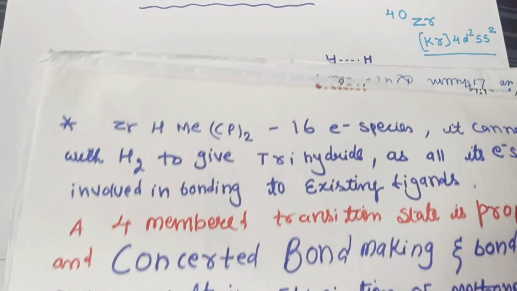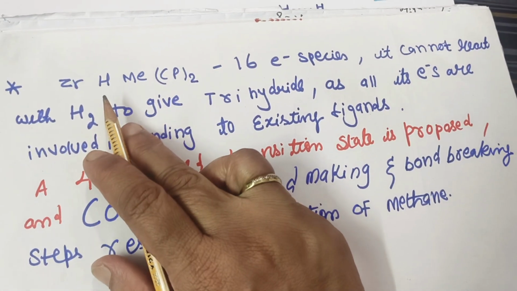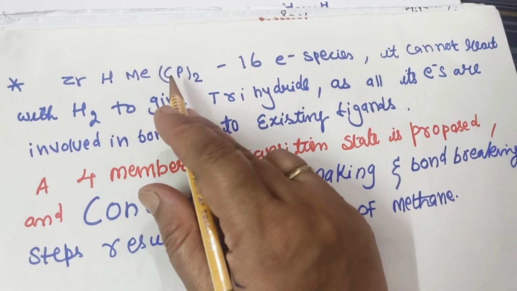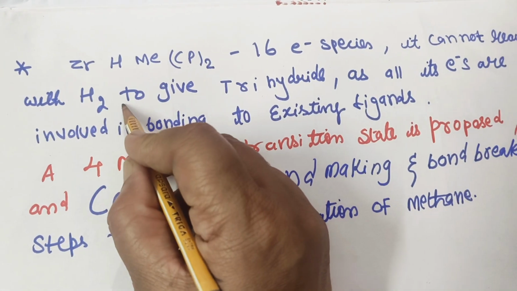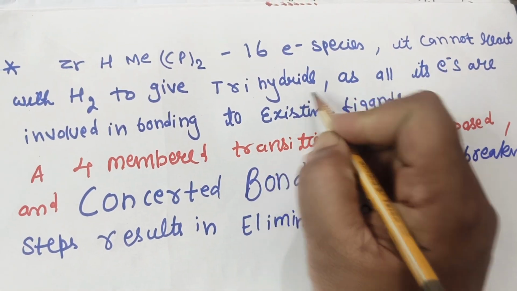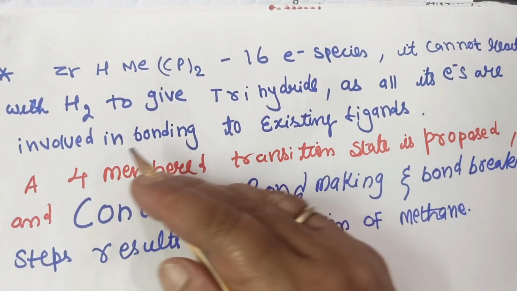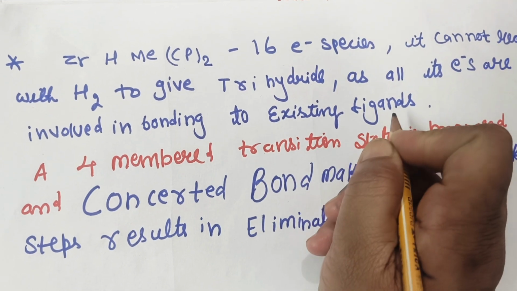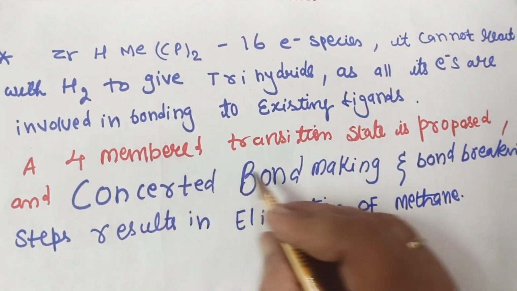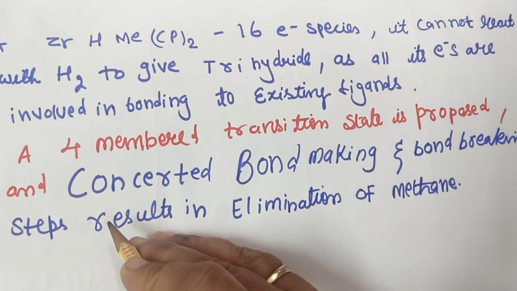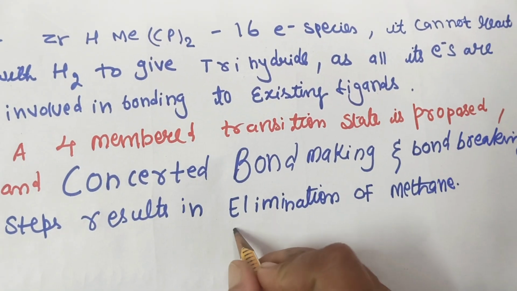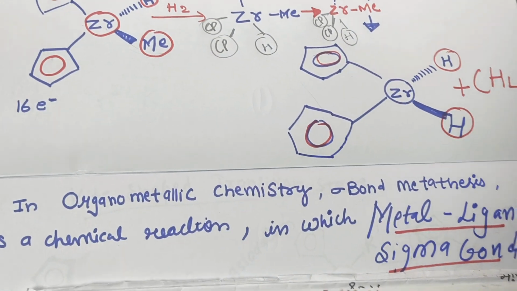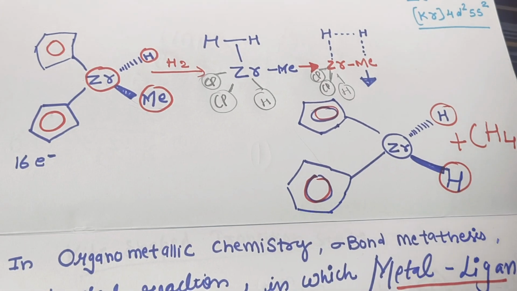So what you have to write here? The zirconium complex, that is ZrH(MeCp)2, a 16 electron species, which cannot react with the hydrogen to give a trihydride, as all its electrons are involved in the bonding to the existing ligands. So as a four member transition state is proposed, and concerted bond making and bond breaking steps result in the elimination of methane. So this you can write as one example of our sigma bond metathesis.